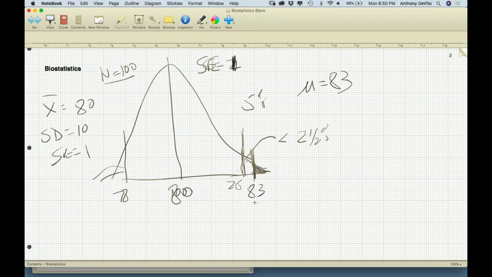Well, let's see. First thing we need to know is what the z-score is for that value. So what's the z value for that value? It's going to be equal to x minus mu over, in this case, the standard error, because standard error is our standard deviation. So what's it going to be? It's going to be 83 minus 80 over 1, which is equal to 3. It would be a z-score of 3. How big an area is left in there, if that z-score is 3? Let's go to the z-table.